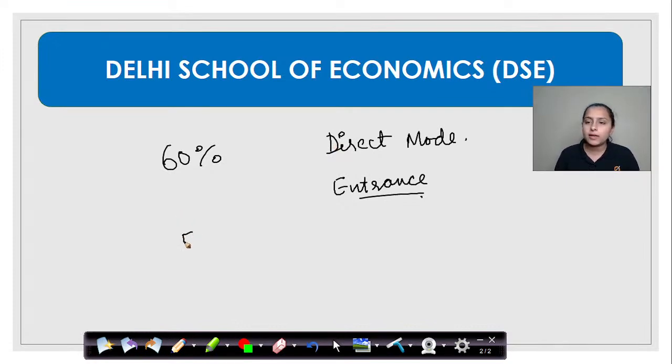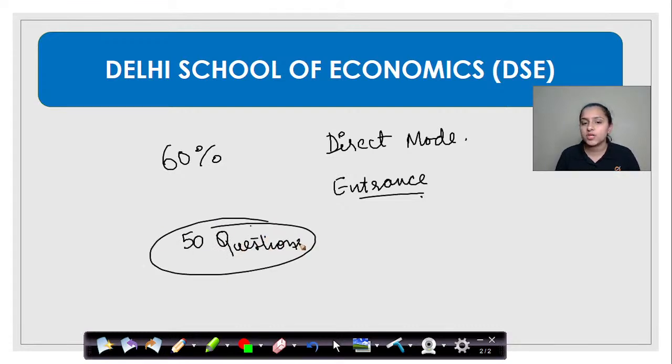Talking about the paper pattern, it has 50 questions where they test you on the five major modules I have told you about, and the paper is for 200 marks. If we talk about the cutoff, usually if you want to make it to DSE in the first list, you have to score over and above 110 marks. This is the secure place: if you get over 110, you will get a seat. Last year the first list cutoff was around 96 or so, but 110 is the safest place where you will definitely get into DSE.